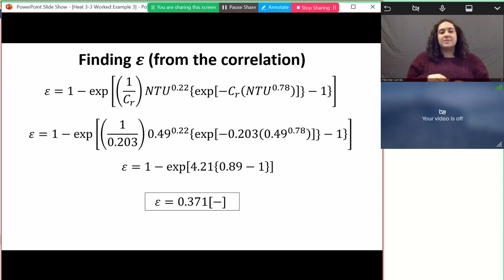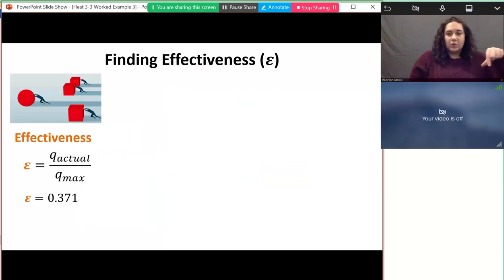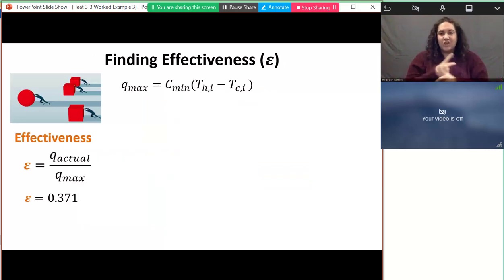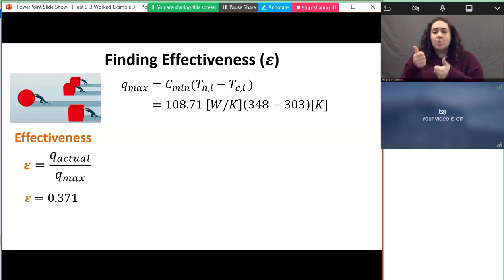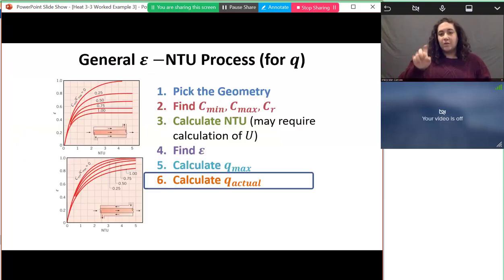So it's good that I know effectiveness, but the reason that I want to know the effectiveness is that effectiveness is going to be Q actual over Q max. So if I knew Q max, then I can find Q actual. So the next thing on my list is to find Q max. Q max is always going to be C min, so the fluid whose temperature moves more easily, multiplied by the biggest possible temperature difference we can see in the heat exchanger. I know all this information, and I can find that Q max is 4.8 kilowatts. Almost 4.9 kilowatts, I guess.